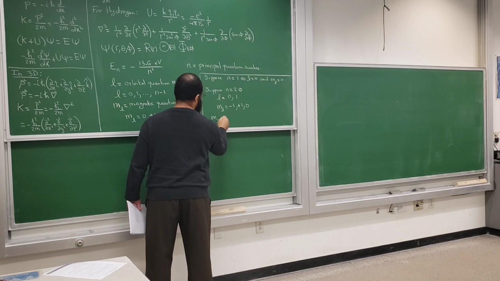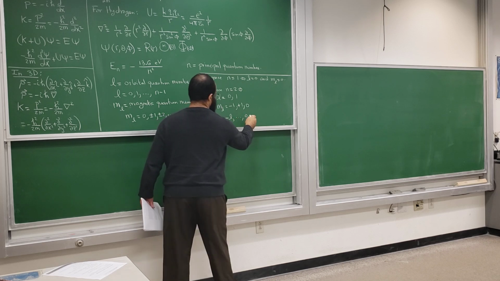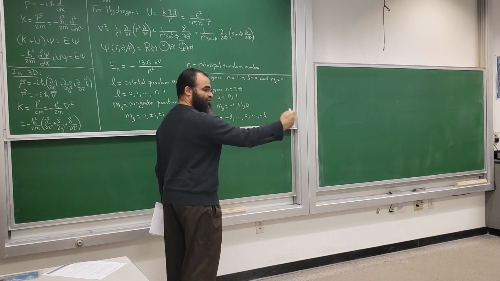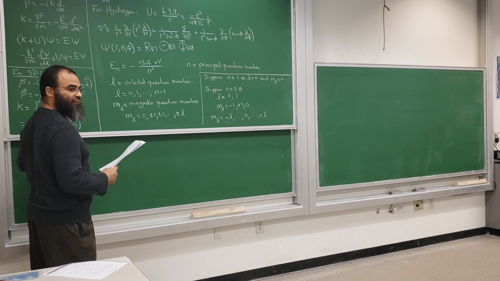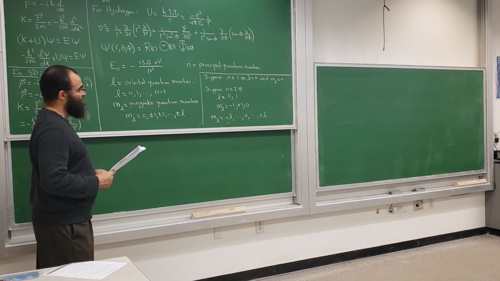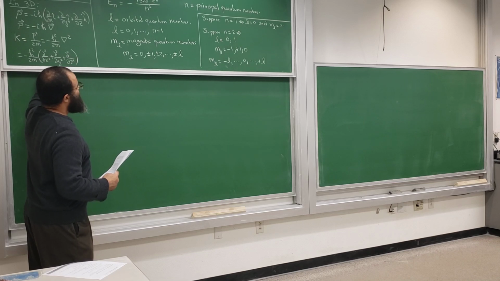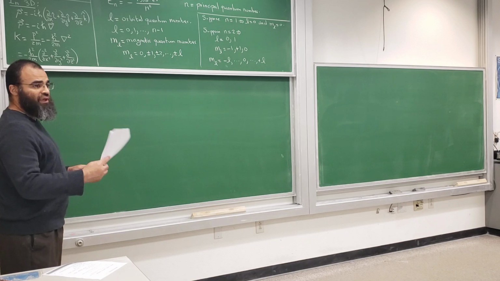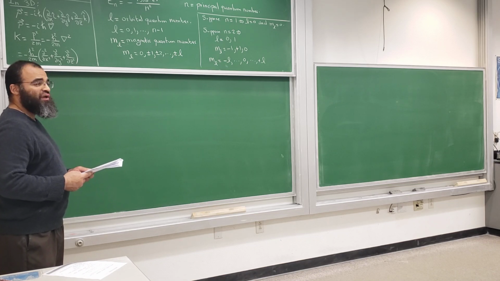So ML basically goes like this. ML is from minus L all the way to positive L in steps of 1. Can they be ML -1 and L 0? No. So for each value of L, ML could be positive or negative. Yeah.